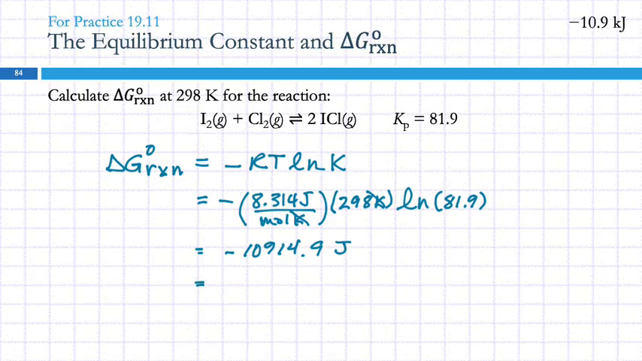So if we express that in kilojoules, minus 10.9 kilojoules would be the standard Gibbs free energy change. Any questions?